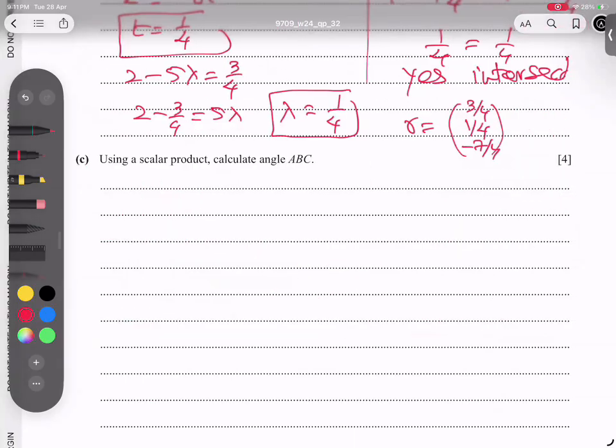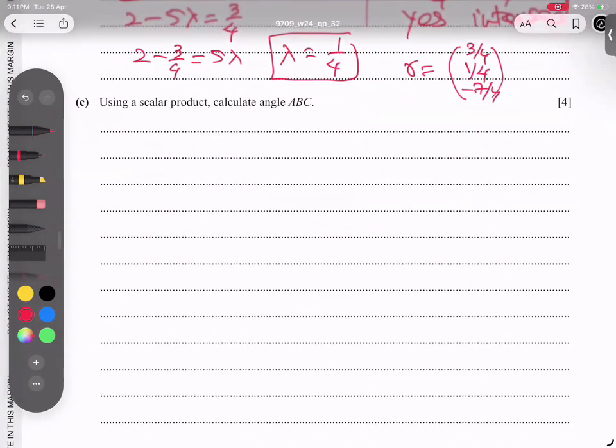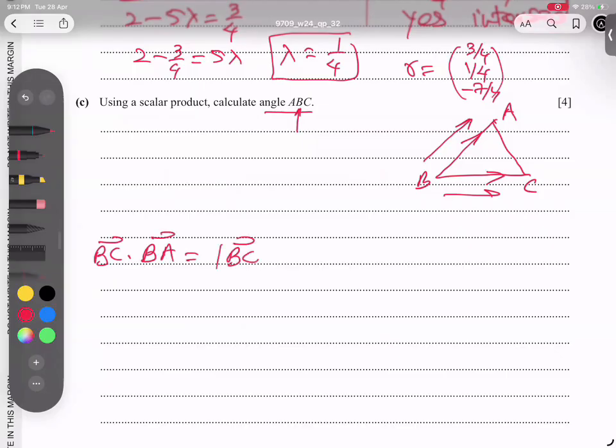This part is clear. And scalar product, angle between A, B, C. Angle A, B, C. The middle letter is B, students. Basically, that is coming like this condition. So I just showed you A, B, and C. So we have to go B to C and B to A. Okay, B to C and B to A. So the formula will be like this. The formula is BC dot BA equal to BC magnitude into BA magnitude into cos of the angle between them.